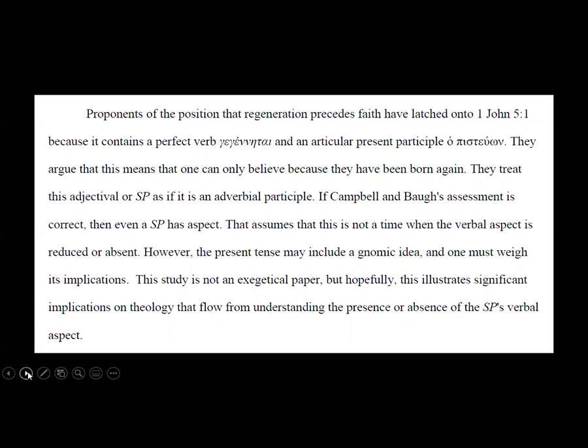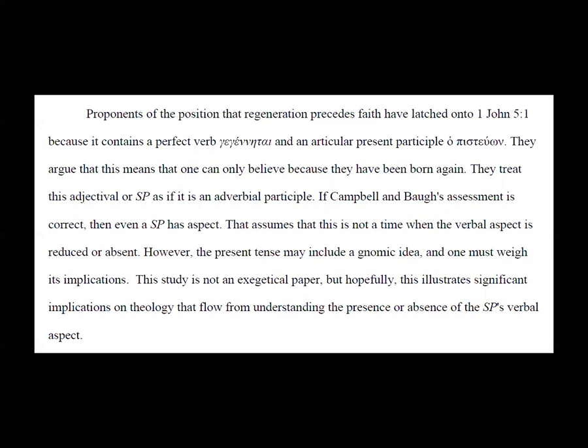Okay, so what this means is that as I'm going through my study here, and I find Campbell and Ball making their argument for it, this is going against my hypothesis from the very beginning. It's going against my assumption from the very beginning that it was aspectually flat. But we still need to clarify this here. That assumes that this is not a time when the verbal aspect is reduced or absent, because Wallace and the other grammarians were talking about there are times when it's reduced and when it's absent. And that's what moves it on the continuum.